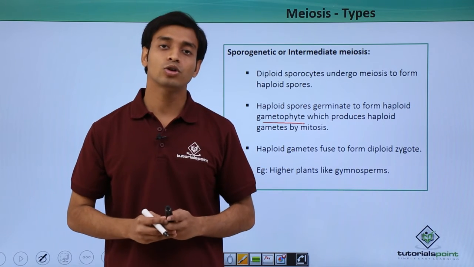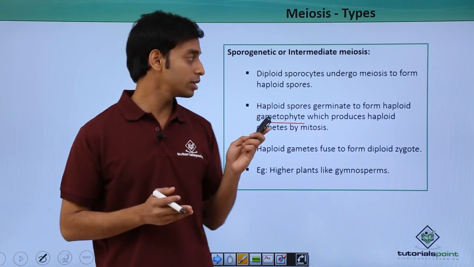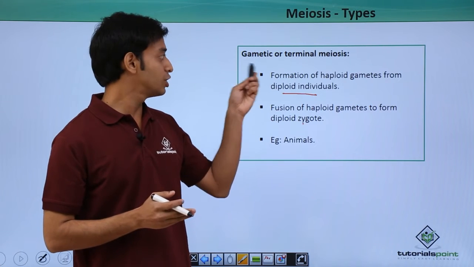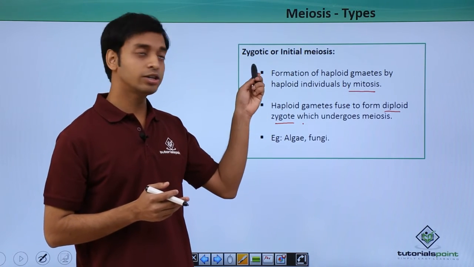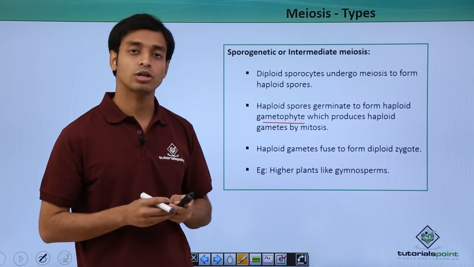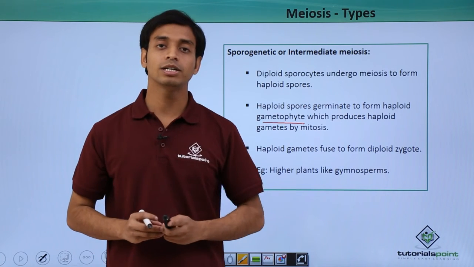So in this video, we have talked about the different types of meiosis. What are the types? We have talked about three types: the gametic or the terminal meiosis, the zygotic or the initial meiosis, and the third type we have talked about is sporogenetic or the intermediate type of meiosis.